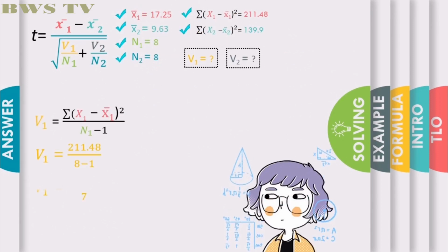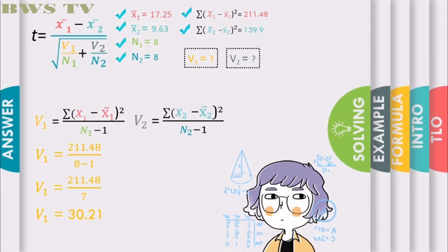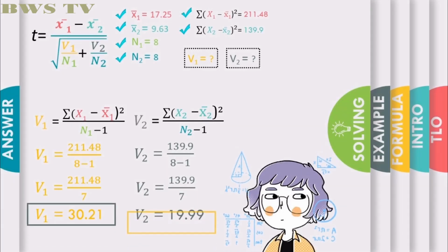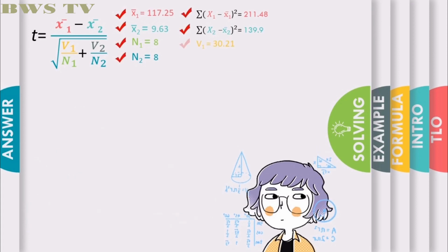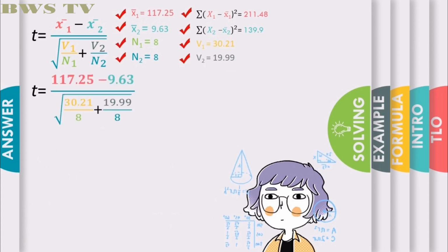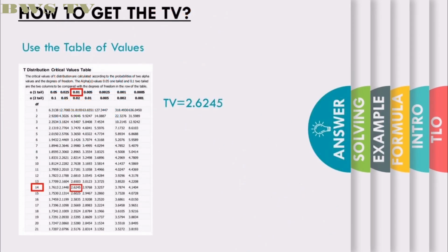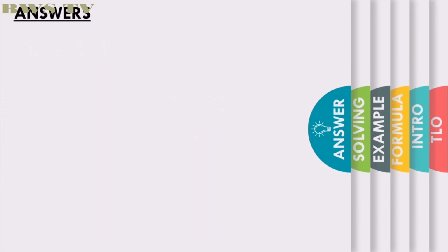Your variance 1 should be equal to 30.21. Your variance 2 should be equal to 19.99. Solve for the CV and you should be able to get 42.94. Use the table of values and you should be able to get 2.624 as your tabular value. So here are your answers.